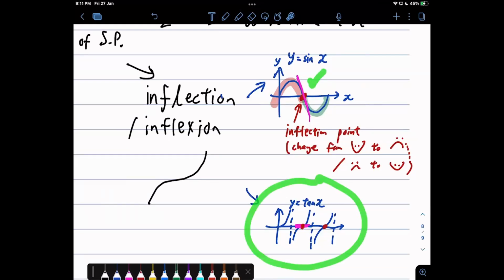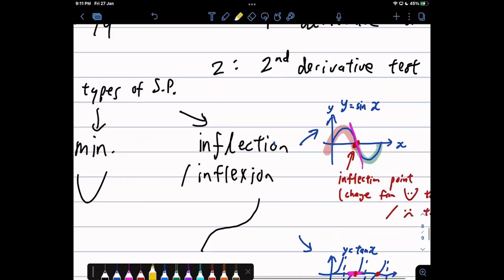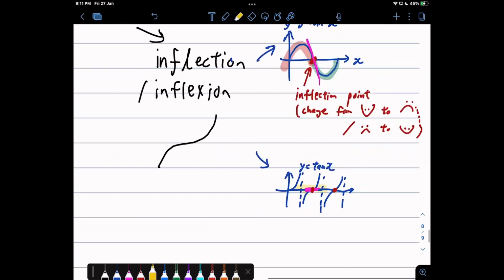The second example, tangent curve, you also have inflection points here and here, right? But the tangent is like this, horizontal, right? In A-Math, for inflection points, we only care about stationary inflection points. In other words, horizontal gradient. Okay, that's all I wanted to say.